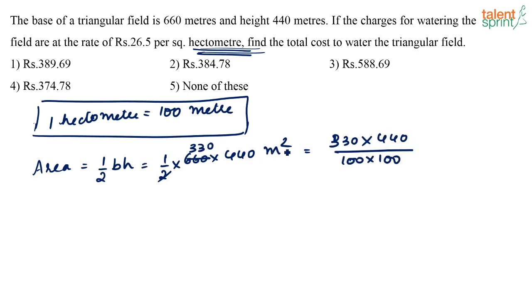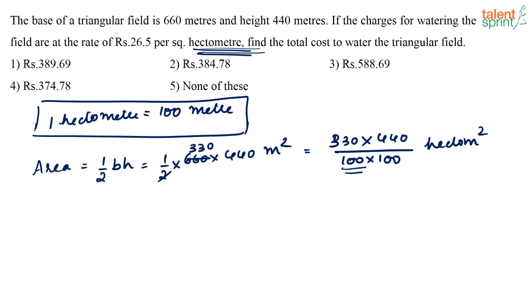Because here it is meter squared. So when I convert it into hectometer squared, I have to divide it by 2 times 100, right? 100 is for 1 meter, then again meter. So meter squared means divided by 100 into 100. So this many hectometer squared the area will be.